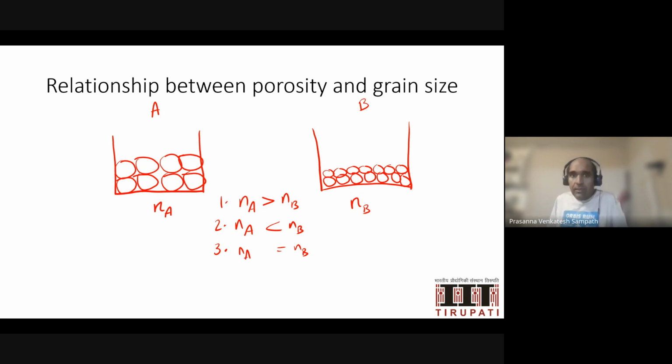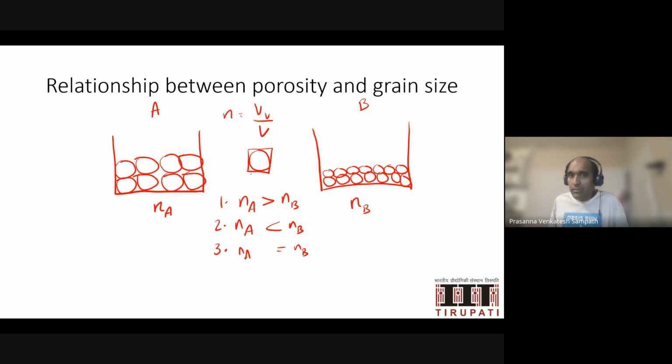Now let us look at the definition of porosity. What is the definition of porosity? It is the volume of voids divided by the total volume. Let me do a simple exercise. Instead of calculating the volume of the entire sample, can I just take one box which has one sphere in it, and find the porosity of this box? I can do that, right?